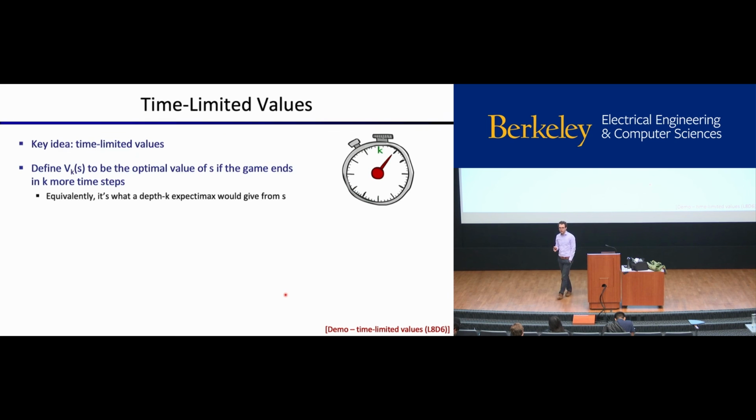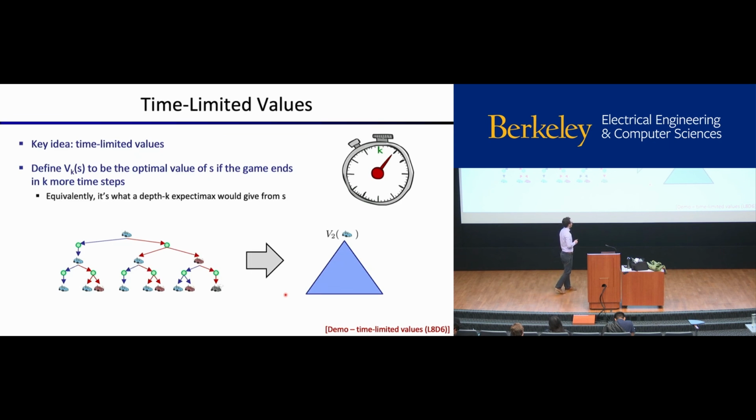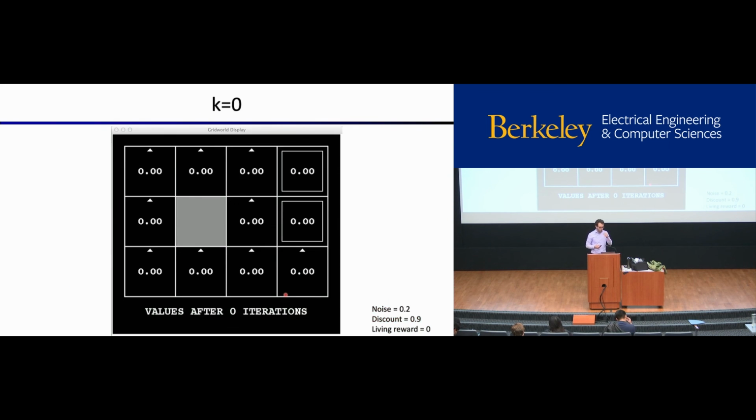So this is like depth k expectimax search. But then we're going to build it up from the bottom, and that's going to allow us to compute things quickly and not have to do all this extra computation. So here's what that looks like in the grid. We're basically going to have these different states. If we say k equals 0, what are the values of the states? It's not a trick. The answer is actually on the slide. 0. Yeah, right, because it's 0 time steps for rewards to accumulate. All the rewards are 0.